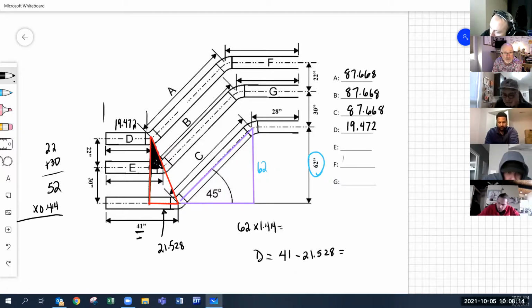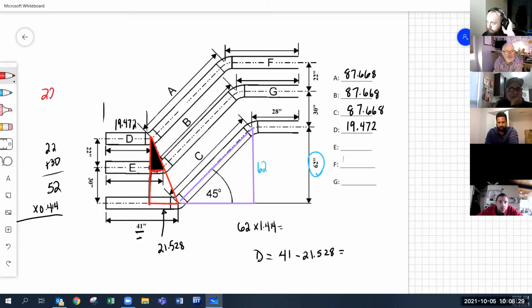triangle right in here. There's another one right in there that ends in there, right? And let me just do a line right there. There it is. And now I could take 22 and times it by 0.414. And that gives me this side opposite length, or over here on the rise, is equal to 9.108. And I simply add that to the 19.472, and that would give me E.